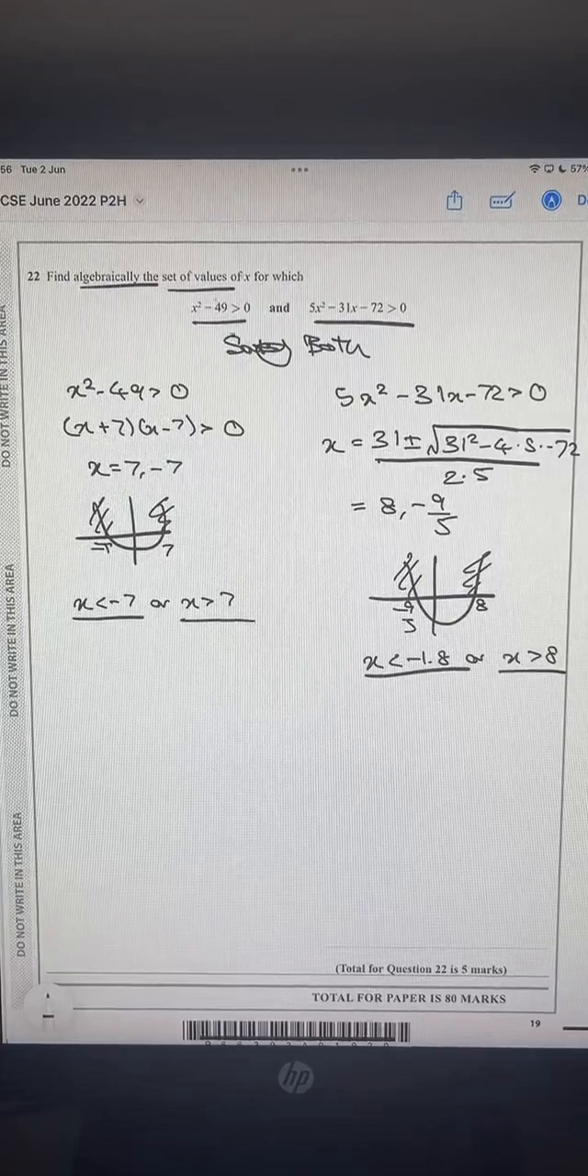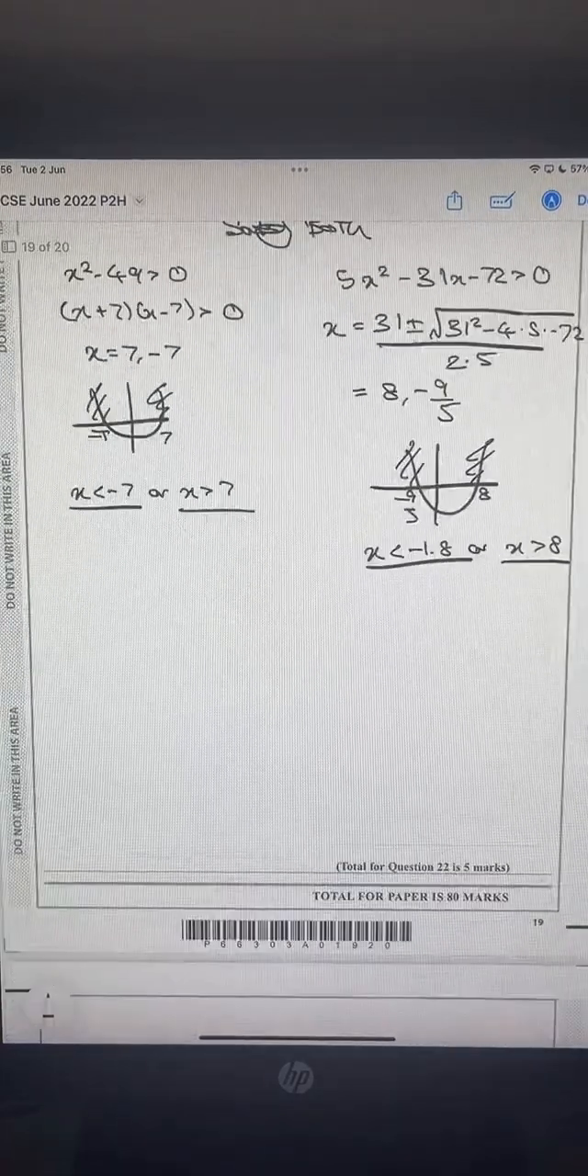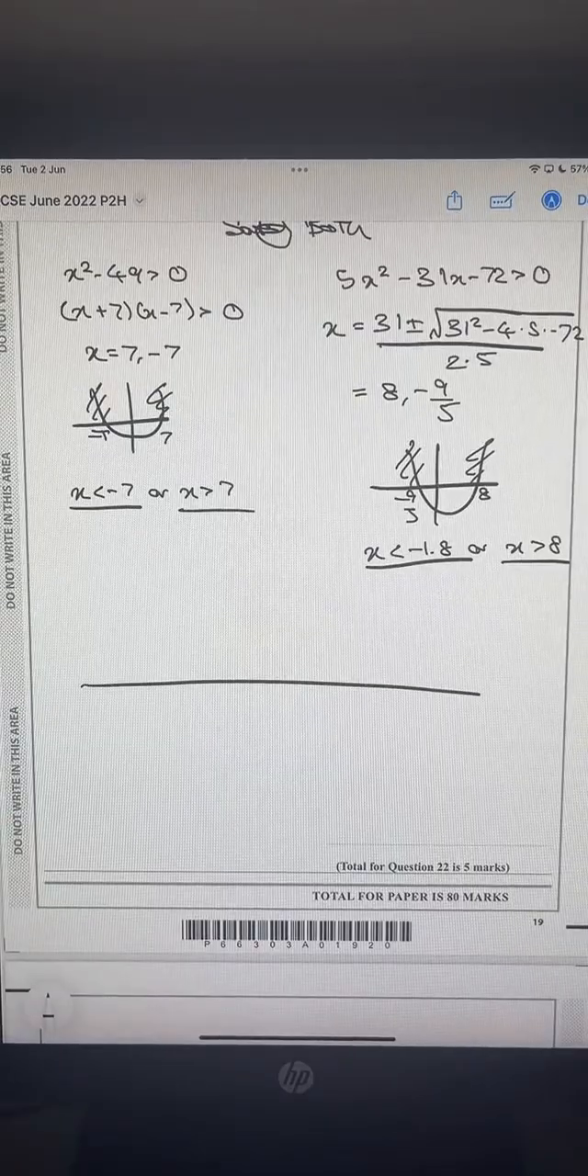Now, I need to satisfy both of these at the same time. So I need to find where they're both met at the same time. So I do my little number line, big number line actually, have 0, and then I'm just going to put these inequalities on my number line. So I have negative 7 over there, and x is less than that.